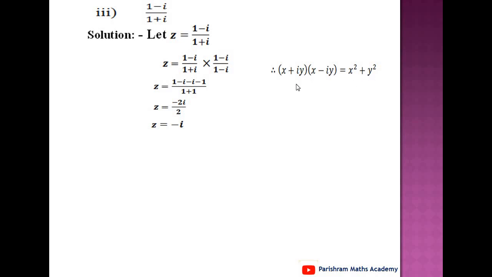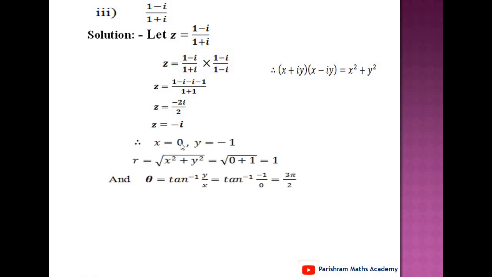we know that x plus iy into x minus iy is same as x square plus y square. Therefore 1 plus i into 1 minus i is same as 1 square plus 1 square, that is 1 plus 1. It means 2. Here plus 1 minus 1 cancel, minus i minus i, that is minus twice i, 2 cancel, that is equal to minus i. It means z equal to minus i. And therefore here x equal to 0, y equal to minus 1.